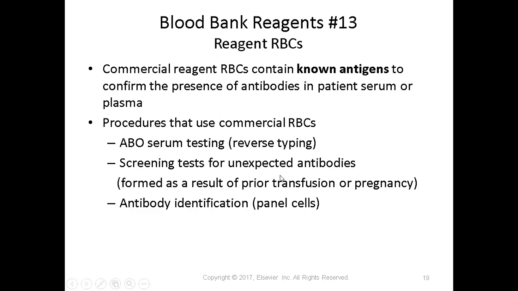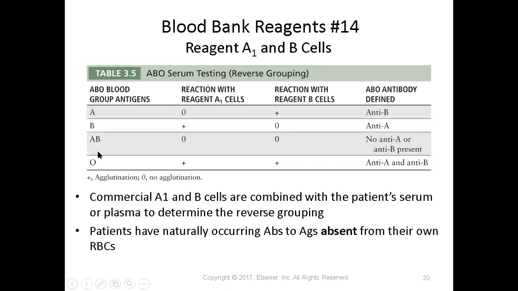Now, if the screening cells are reacting, our patient has an unexpected antibody, and our work isn't done. We then need to go on and determine the identity of the antibody, and we use other reagent red cells, in this case called panel cells. And this testing is really kind of fun. If you enjoy solving puzzles, you will like this. For now, we're just doing an overview, so you have an idea of all of the reagents we use. So let's talk first about our A1 and B cells.